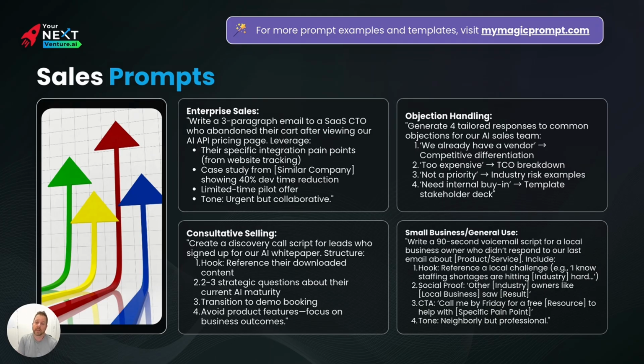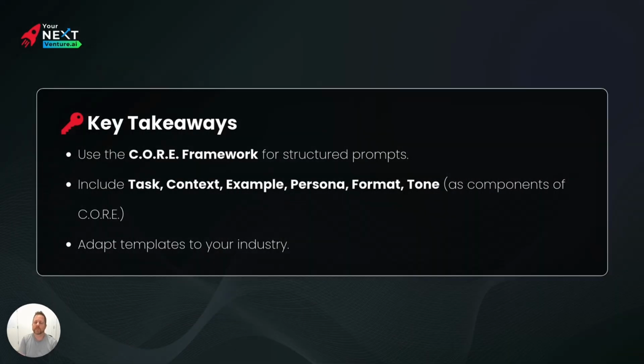Number four, local business voicemails. 90 seconds to sound like a neighbor, not like a salesman. Name their struggle, mention the nearby business success, and deadline the offer. Try one today and watch your conversations climb. So remember, structure guided by core unlocks consistency.